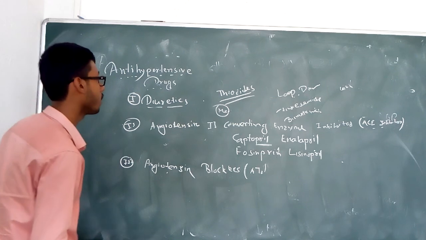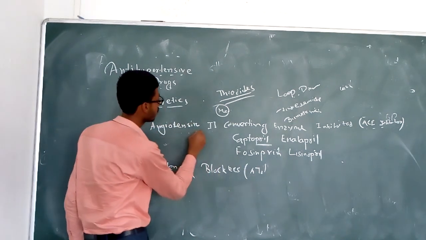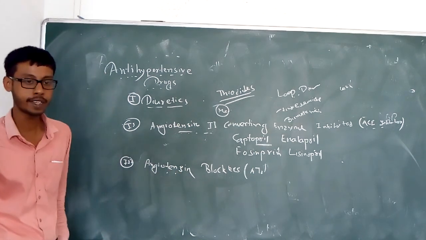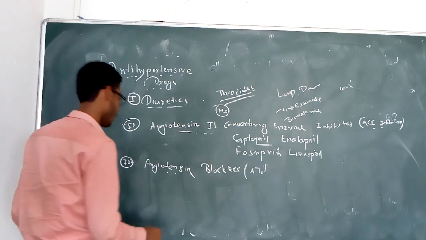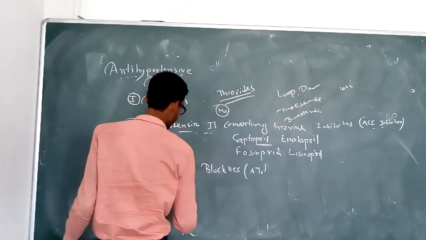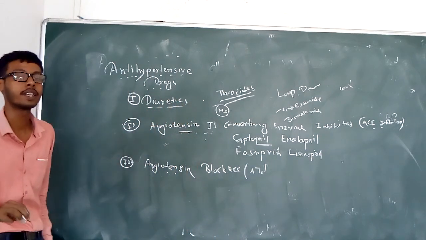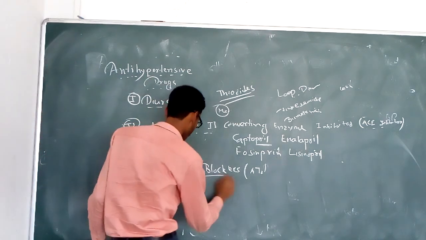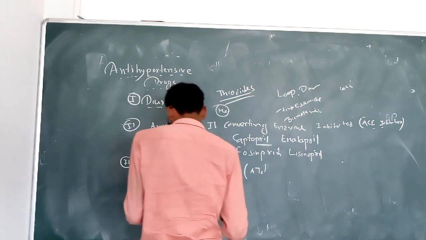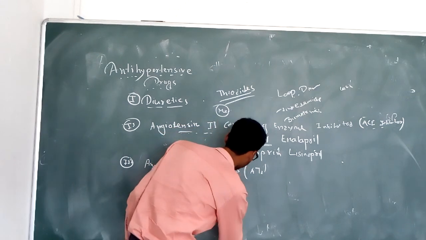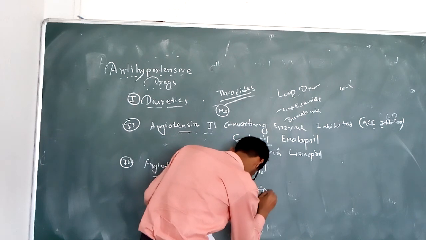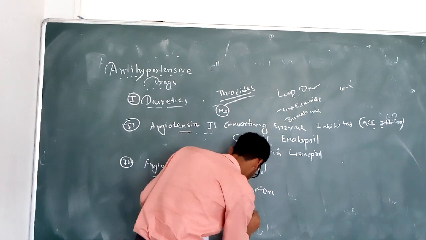Or where is the ACE inhibitor? The angiotensin 2 acts through the angiotensin receptor, AT1 receptor, and it is responsible for vasoconstriction, and vasoconstriction increases the blood pressure. So this is responsible for vasoconstriction, and these drugs end with sartan, that is losartan, valsartan, candesartan.